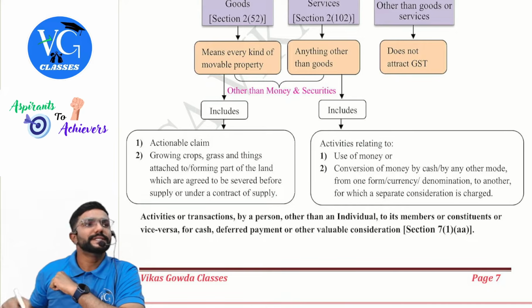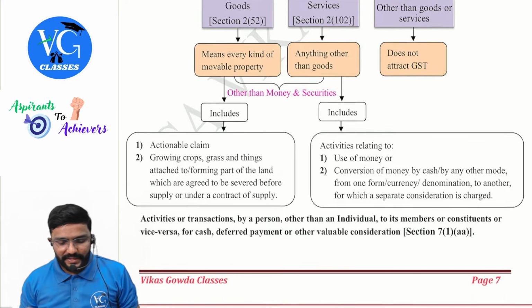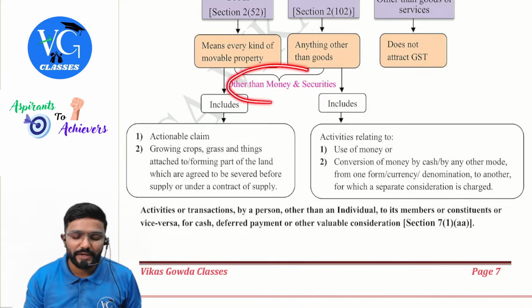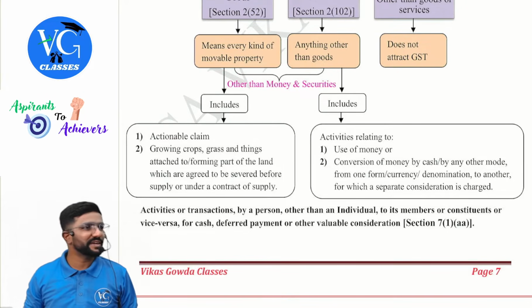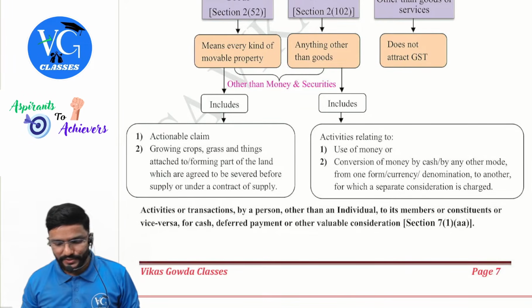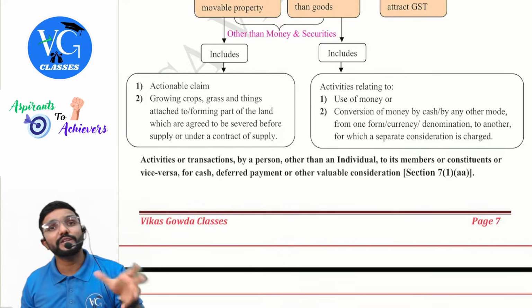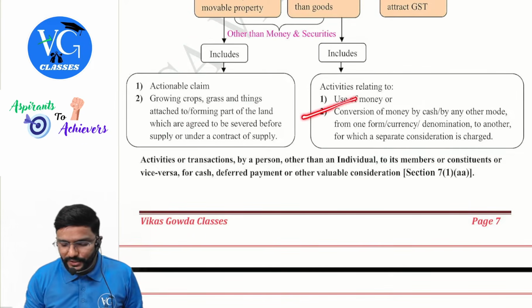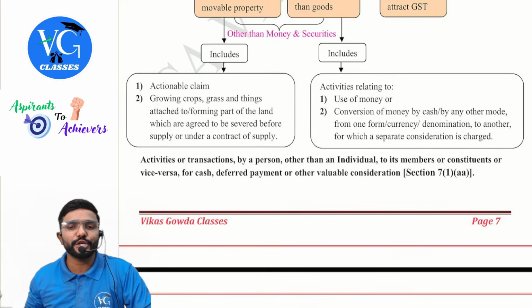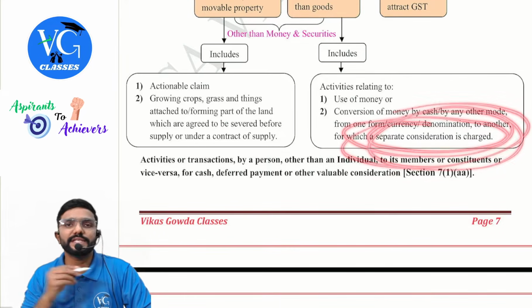Okay. Then coming to services, it is defined in section 2 clause 102. Anything other than goods is a service. What is not goods is services. But services also will not include money and securities. Goods will not include money and securities, and services also will not include money and securities. But services will include use of money or conversion of money by cash or by any other mode from one form or currency or denomination to another, for which a separate consideration is charged.